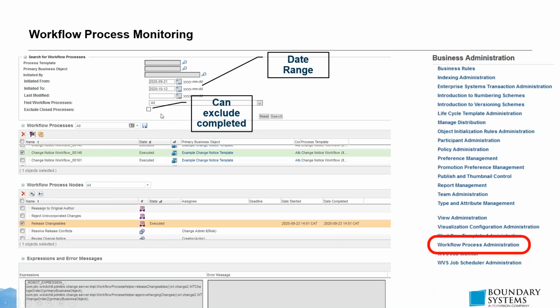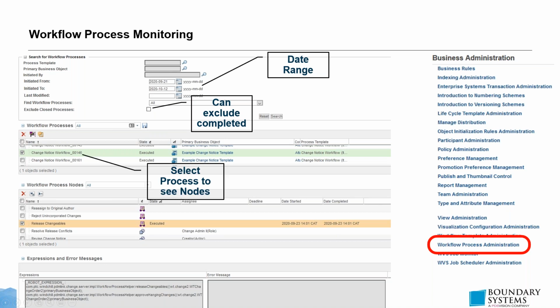The next one, and the default, and I just deselected it to be able to show this, is, if there are workflows that have executed already and closed, to filter those out. So you will only see the workflows that have issues in them.